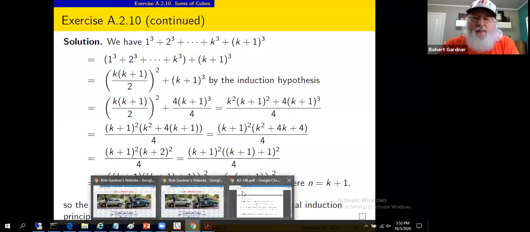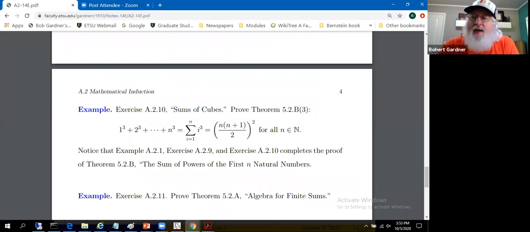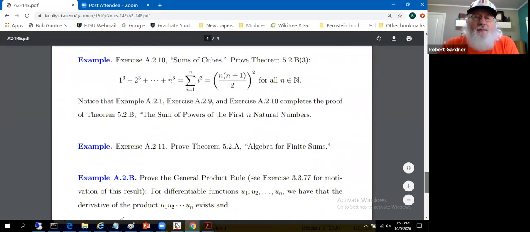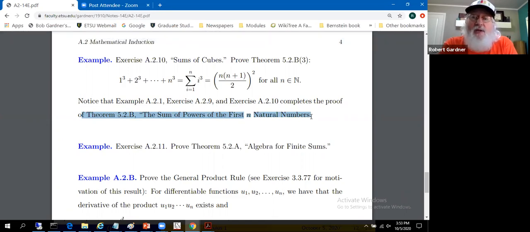Maybe I have a little comment still in the notes after we've done that one. Yeah, example A.2.1 and a couple of the exercises we just did, that completes the proof of theorem 5.2b, the sum of powers of natural numbers. So we've made 3 claims in that, and there's the proofs of those 3 parts.